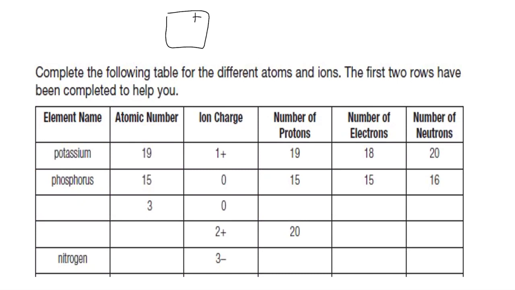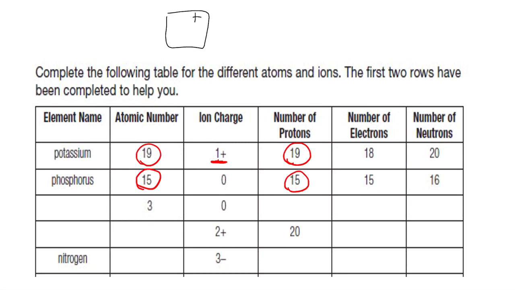So remember that our atomic number is equal to the number of protons. So this is always true. This doesn't change. As you can see here, same for phosphorus. How we get the number of electrons, though, is based on the ion charge. So if it has an overall 1 plus charge, that means that there's more of a positive charge than there is a negative charge. So there's essentially less electrons than protons. So 18 is 1 less than 19, giving it an overall 1 plus charge.